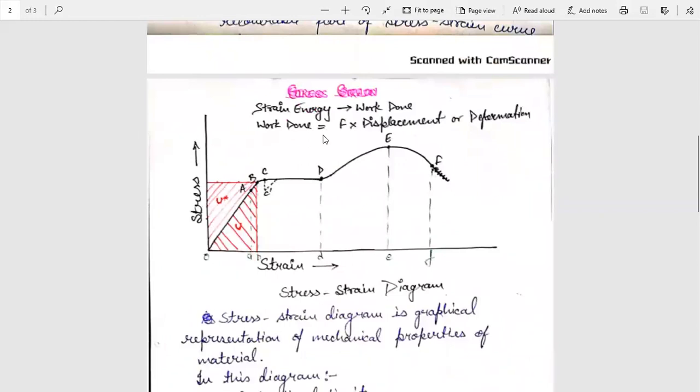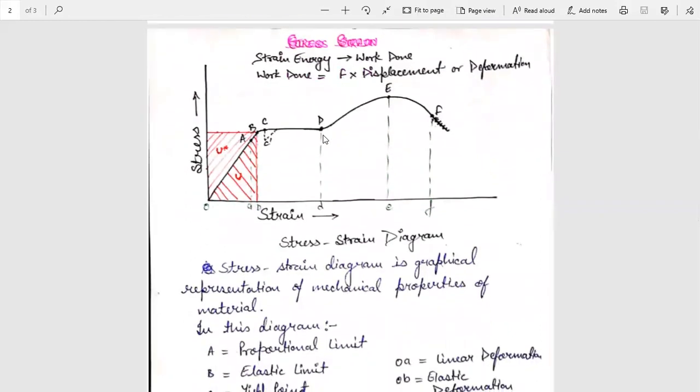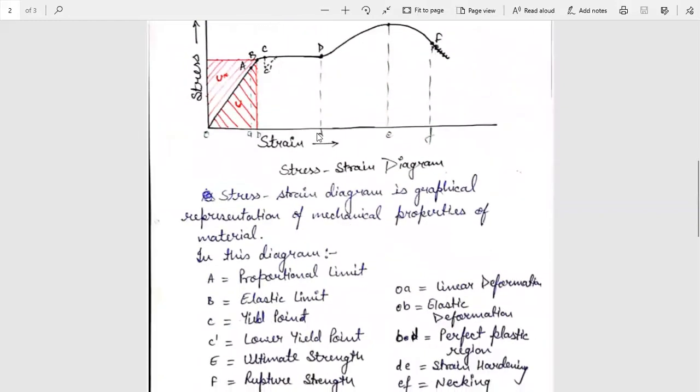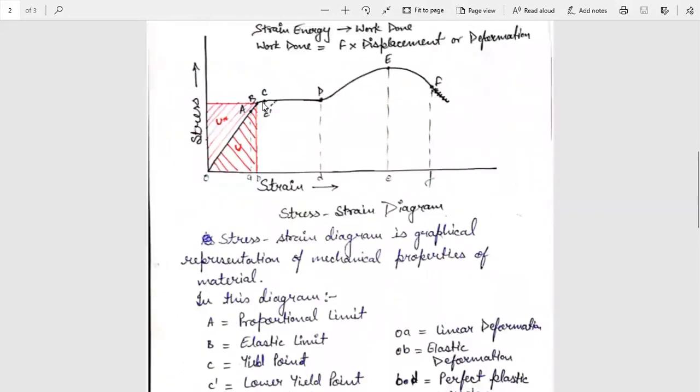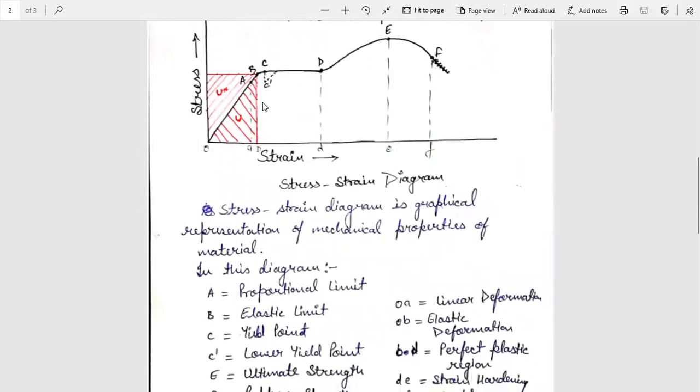Now, what is the stress strain curve? Where does it come from? The stress strain curve comes from the stress strain diagram. As we can see here, there is a stress strain diagram. A stress strain diagram is a graphical representation of mechanical properties of a material. In this diagram, point A denotes proportional limit. Point B denotes elastic limit. Point C denotes yield point. Point C dash denotes lower yield point. Point E denotes ultimate strength and point F denotes rupture strength.